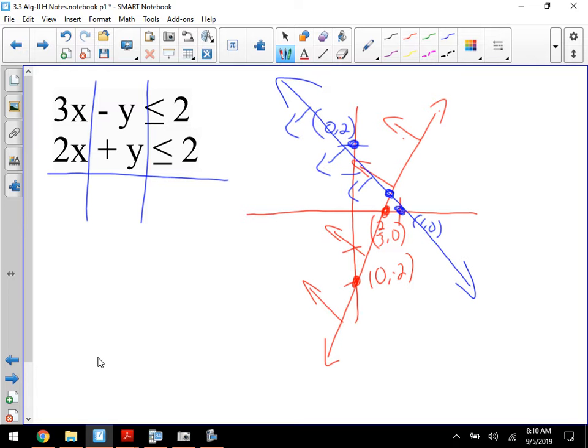By continually solving systems, which is what we've been doing for the past couple of days, combining these things here, what we get, 5x is 4, so x is 4/5. Are you okay with that?